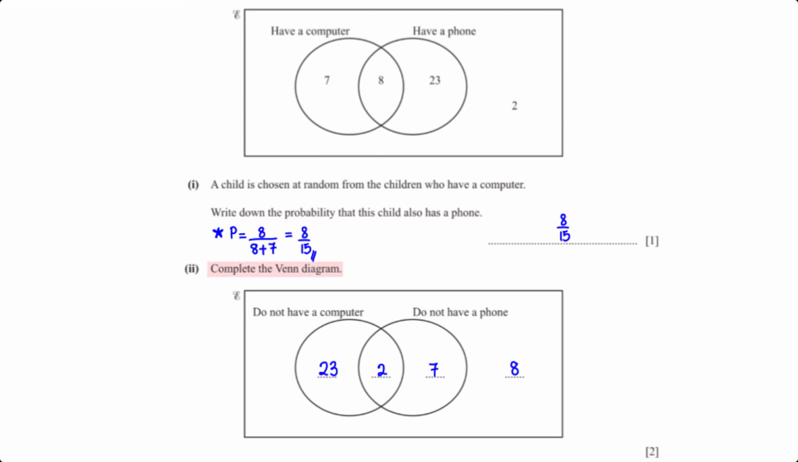Complete the Venn diagram. The number in this region represents the children who have a computer and a phone. From the previous Venn diagram, this number is 8. The number in this region represents the children who do not have a computer and do not have a phone. From the previous Venn diagram, this number is 2. The number of children who do not have a computer is 23. And the number of children who do not have a phone is 7.